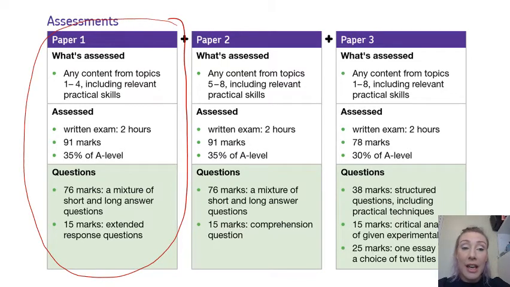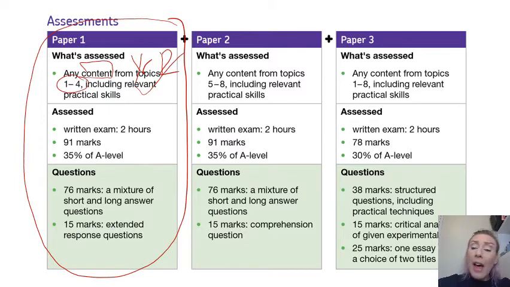Paper one, you can see, has the contents of topics 1 to 4 within the specification covered. Now 1 to 4 on our specification are all the topics that we've covered in year 12. So there are year 12 student notes that we've finished all of those year 1 topics. Okay, so we've already ticked off the content for all of that material. If you have a look at the exam itself, paper one is a 2-hour exam. It is 91 marks and is 35% of your overall grade.